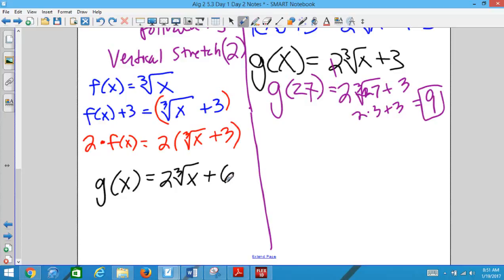All right, last thing we're going to do is just some graphing calculator work. So if you can grab your graphing calculator.